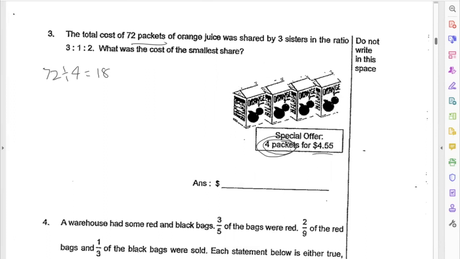So the sisters will have purchased 18 groups of this special offer. How much will these 18 groups cost? It will cost 18 multiplied by this price, $4.55, and then 18 times $4.55, you get $81.90. This is what the sisters would have paid for 72 packets of orange juice.